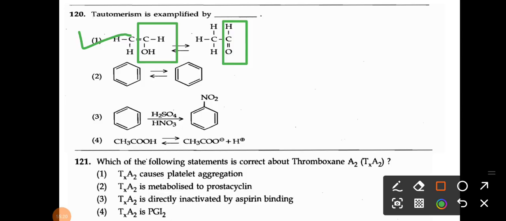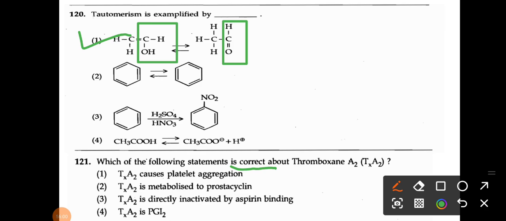Which one of the following statements is correct about thromboxane A2? Okay, so this question is from your prostaglandins. The first option: thromboxane A2 causes platelet aggregation. Here they are asking about the correct one, not the incorrect, meaning only one option is correct among the following options. So first one is, it causes platelet aggregation, is metabolized to prostacyclin, is directly inactivated by aspirin binding, and TXA2 is a PGI2.